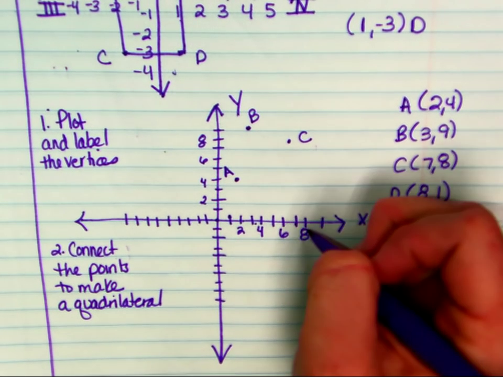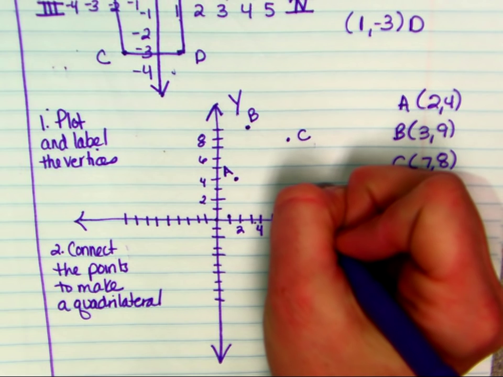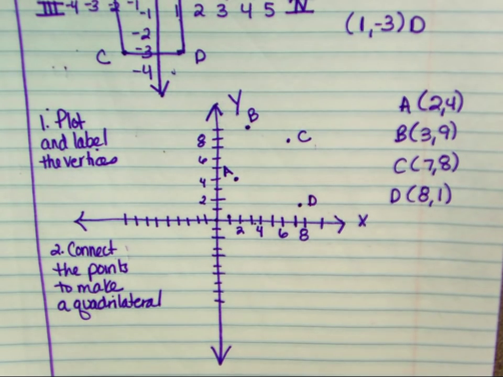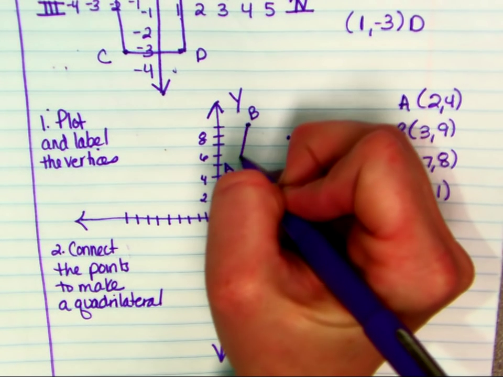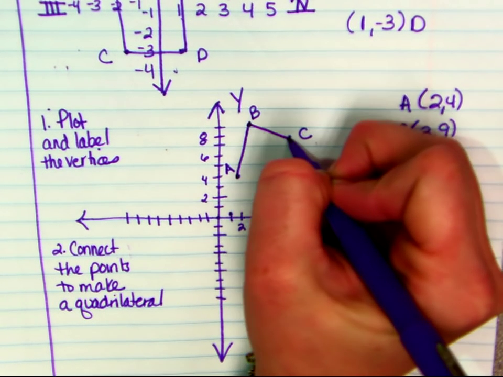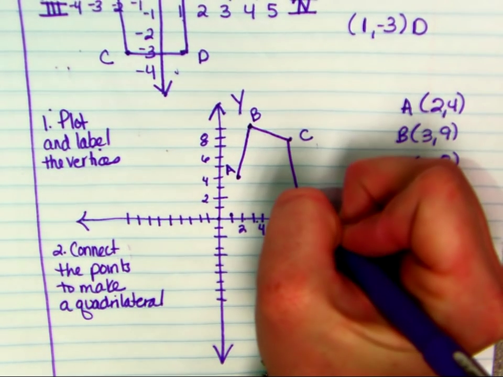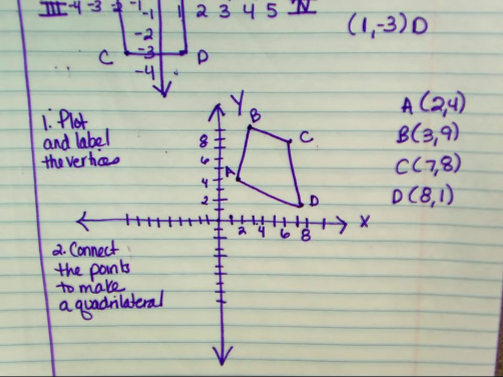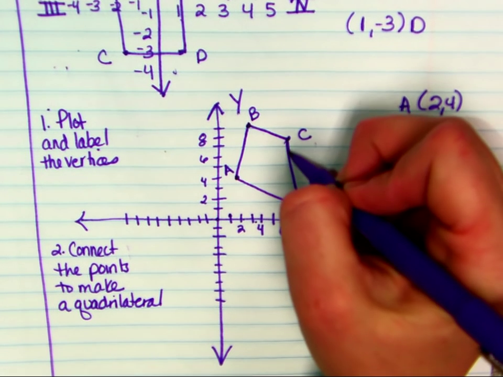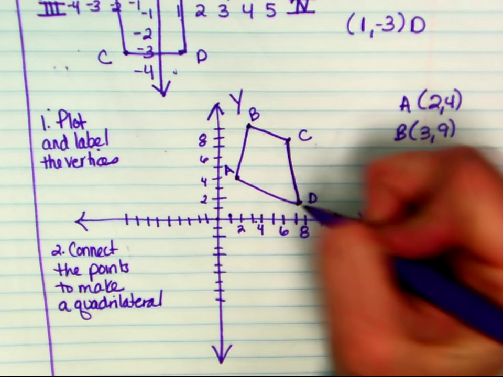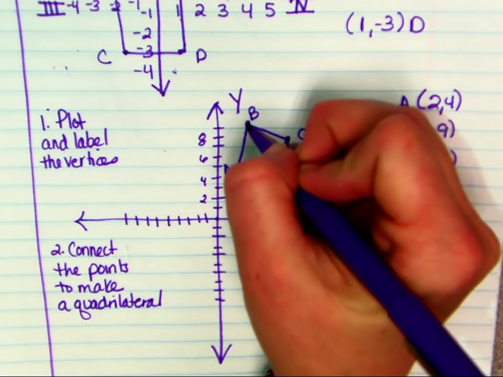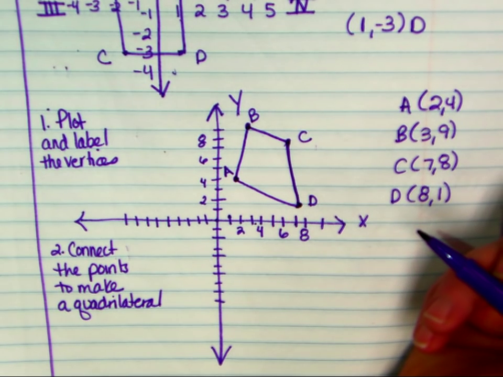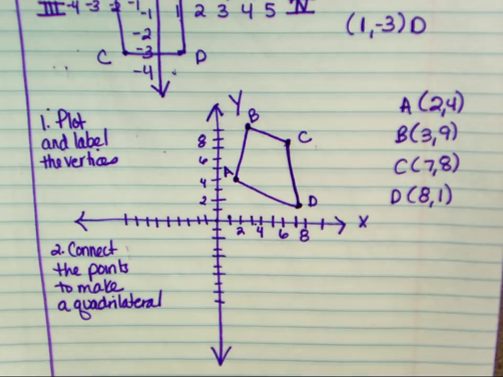I'm going to go over to 8, up to 1, and call this D. Now that I've got all my points located, I'm going to connect them: A to B, B to C, C to D, and A to D. Now, I don't have a rectangle, I don't have a parallelogram because my lines aren't even, but I do have a trapezoid, or also a quadrilateral, because all trapezoids are quadrilaterals.